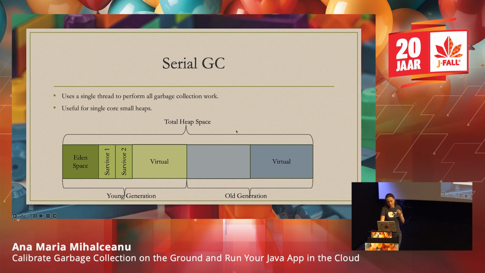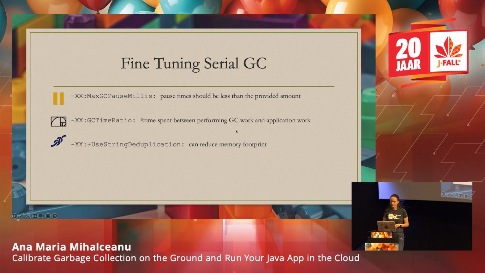On the other hand, fine-tuning it means working with a few flags. If you want to improve the performance of serial GC and see how it behaves in different situations, you can modify MaxGCPauseMillis to provide a hint to the garbage collector that pause times should be less than the provided amount. No default value is set for this flag, so you should choose one, for example. Then look at the GC time ratio, the time spent between performing GC work and application work.